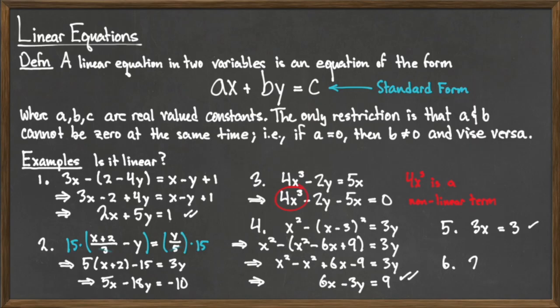And just a couple more very fast ones. Suppose I have 3x equals 3 and 2y equals 0. Even though I only have one variable at a time, I still have at least one coefficient of x or y that's non-zero, so these do qualify as linear equations in two variables by definition. Again, because I am allowed to make one of those coefficients equal to 0, as long as the other one isn't also 0.